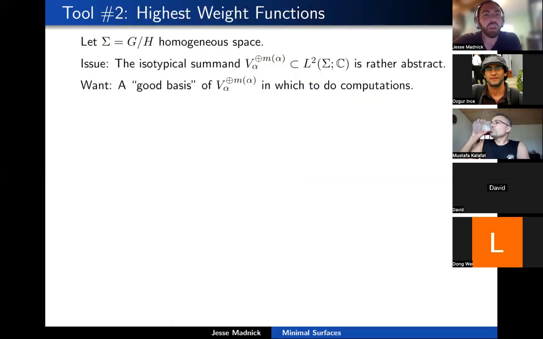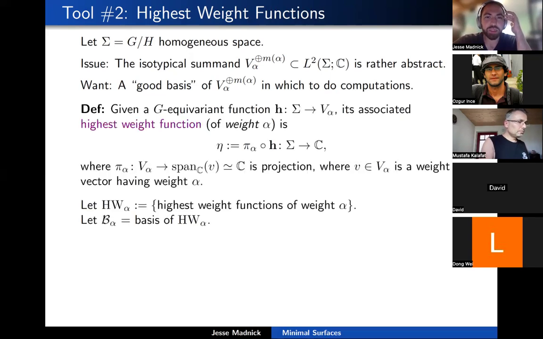Okay. So we want to compute the Laplacian on each of these isotypical summands, but we have a problem. And the problem is that these are very abstract, right? We have this abstract isomorphism, but that's not good enough. We're differential geometers. We need to do explicit calculations. And to do explicit calculations, we need a basis. And we don't just want a random basis, we want a good basis in which the calculations are reasonable and maybe respect the symmetry and these sorts of things. So what would that mean? Okay, this brings us to the linchpin of this entire method. This is the concept that makes the entire process work. This is the concept of a highest weight function. This is the engine that drives this entire process.